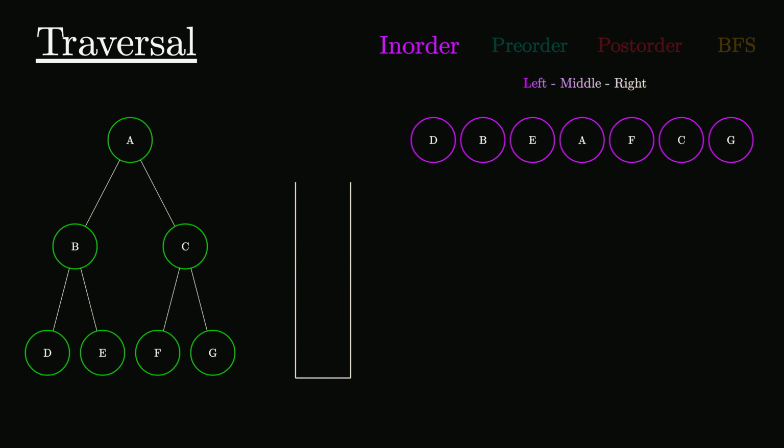The general process for in-order traversal is as follows. For every node we encounter, explore its left subtree as far as possible. Once we exhaust the left subtree, add the parent node. Then, explore the right subtree as far as possible.